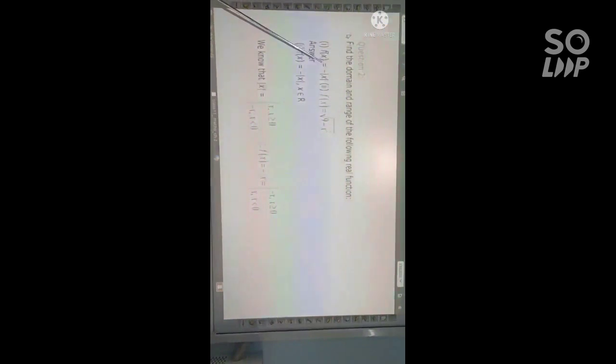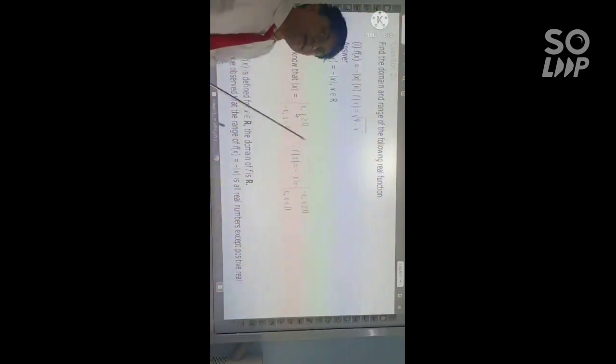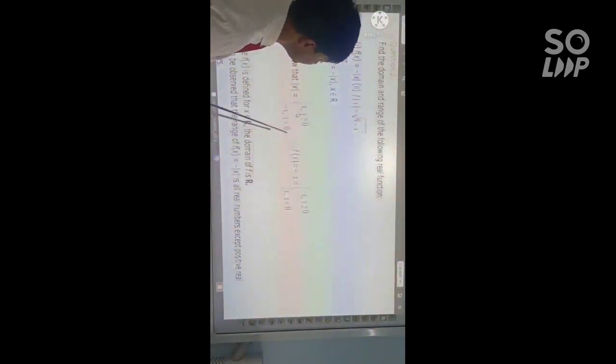But this is not mod of x, this is minus mod of x. Then if we put a positive value, we find a negative value. If we put a negative value, we also find a negative value, because of the minus sign. So f of x equal to minus mod of x, for x an element of R: if x is greater than 0, we find a negative value, and if x is negative, we still find a negative value, because of the negative sign.